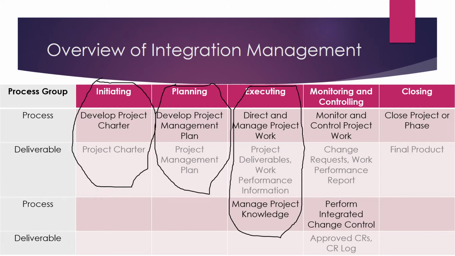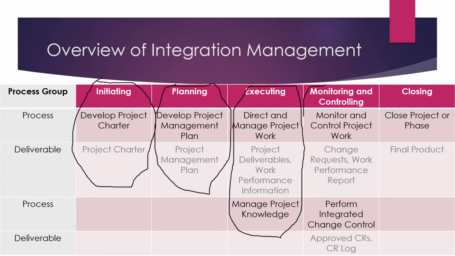The second deliverable of this process is work performance information. So how is the work going on? How is the team performing the work? A lot of information will be generated, and this information is known as work performance information. So this is also a deliverable of the executing process group process, which is direct and manage project work.